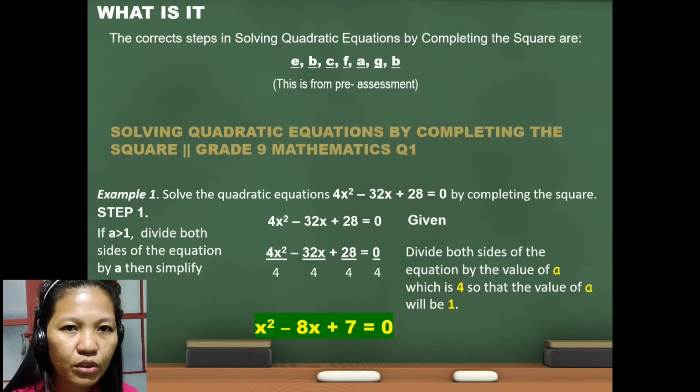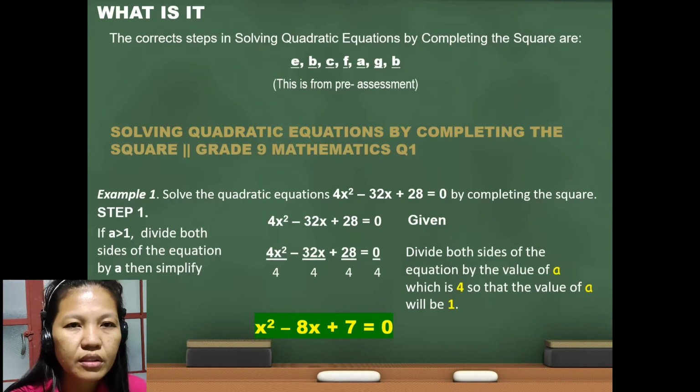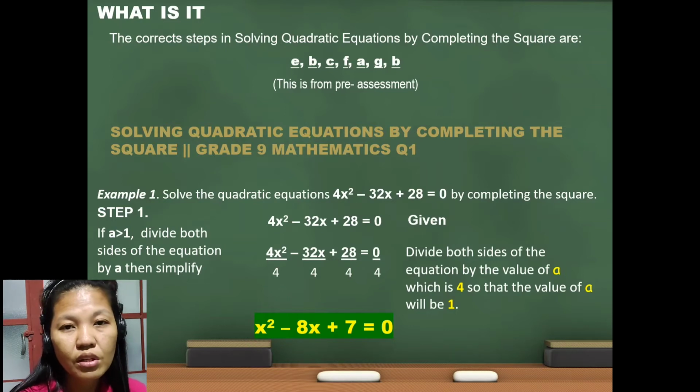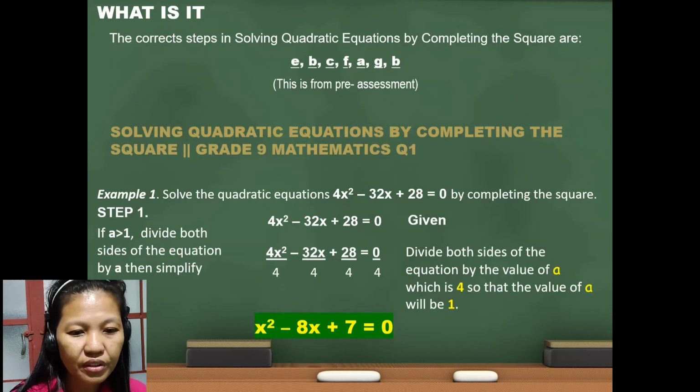Let's go back to the pre-assessment. The correct steps in solving quadratic equations by completing the square are E, B, C, F, A, G, B, wherein we're going to use it in this example. So let's solve for the solutions or the values of x of the equation 4x squared minus 32x plus 28 using completing the square. Step 1.